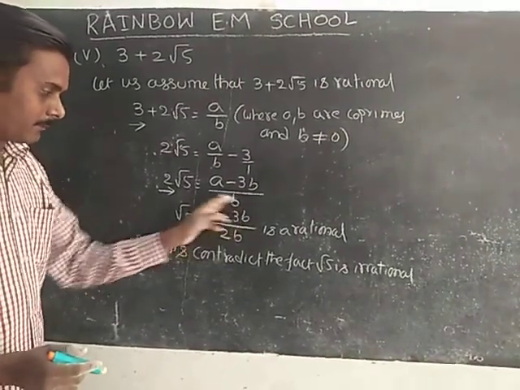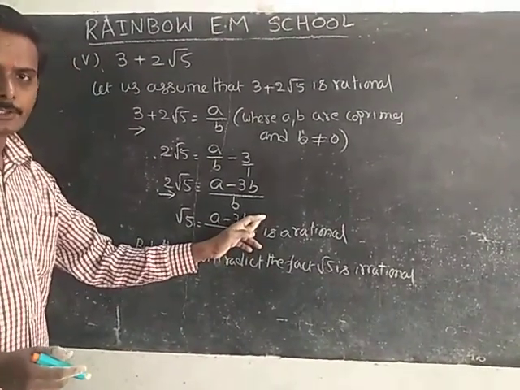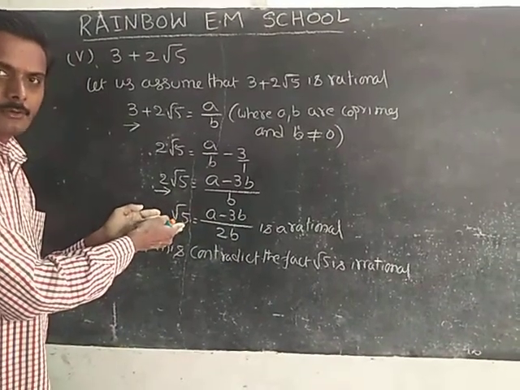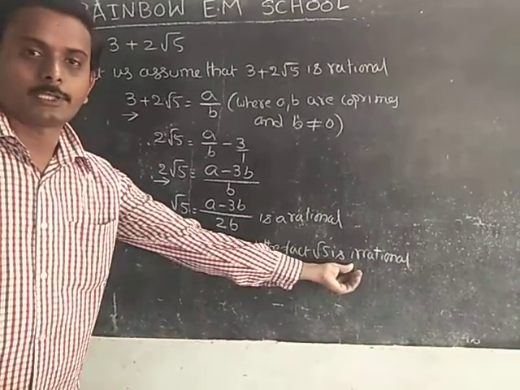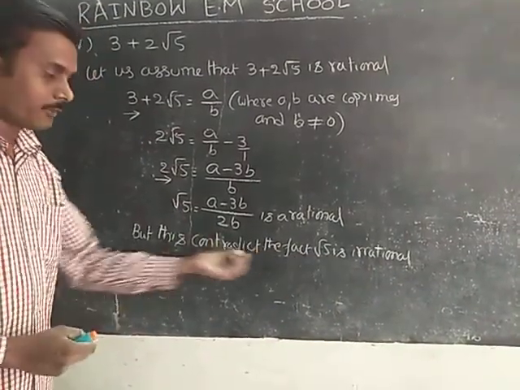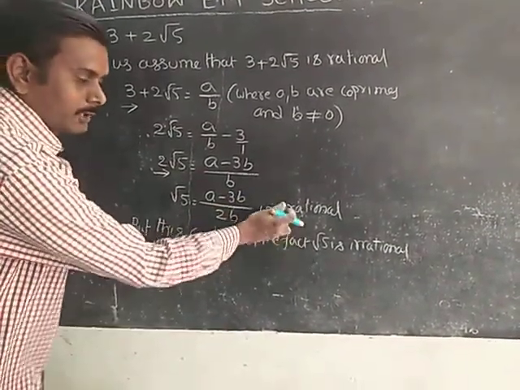Now this whole part is rational, then immediately it will be rational. But this can't be. What is the fact? Root 5 is irrational. So these two are not matching.